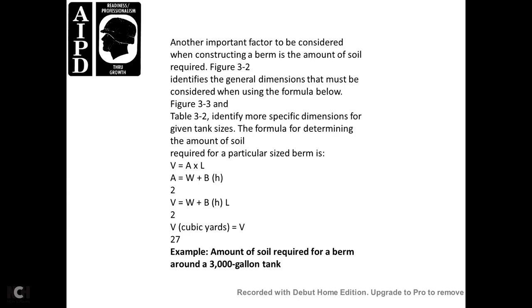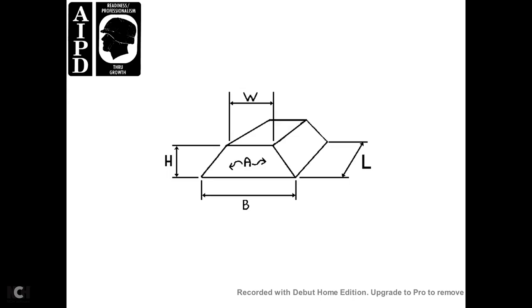Another important factor considered with the construction of a berm is the amount of soil required. Figure 3.2 shows the general dimensions that must be considered with using the formula below. 3.3 and 3.2 identify the specific dimensions for the given tank size. The formula determining the amount of soil required for the particular size berm is V equals AX, and A equals W plus B times H over 2. V equals W plus B times H times L over 2. V in cubic yards is V over 27. This gives the amount of soil required for the berm around the 3,000 barrel tank.